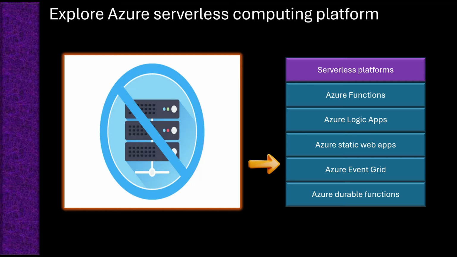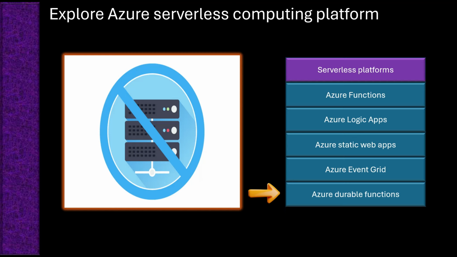It is designed to handle millions of events per second with low latency. Azure Event Grid is cost-effective with a pay-per-event pricing model. It works with Azure services like Azure Function, Logic Apps, and many more. Typical use cases include event-driven applications, real-time data processing, monitoring, and alerting.